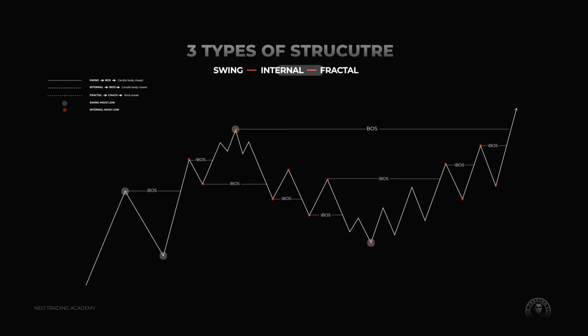Fractal structure is the smallest move we see on the charts. There are small pauses or pullbacks of price, which are usually just a reaction to a not so strong resistance before continuing with the order flow. Unlike swing and internal structures, in which we use a candle body close to confirm a break, for a fractal break, we only need a wick break.